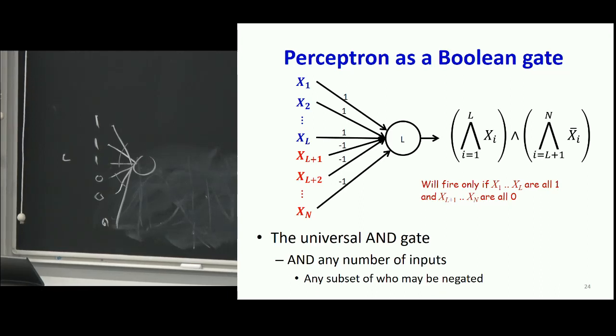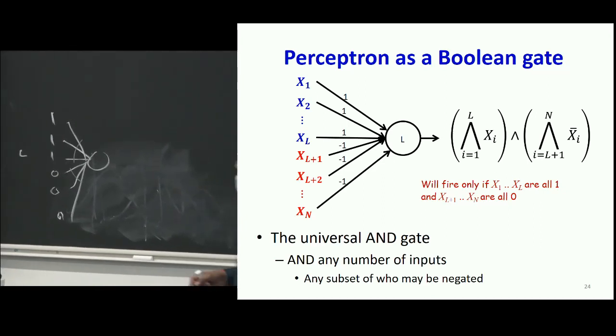N? No. So the first L are 1, the rest are 0. L. Can I hear this out loud? Everybody sleeping? In chorus, 1, 2, 3, go. Thank you. Right? I don't want you to sleep.